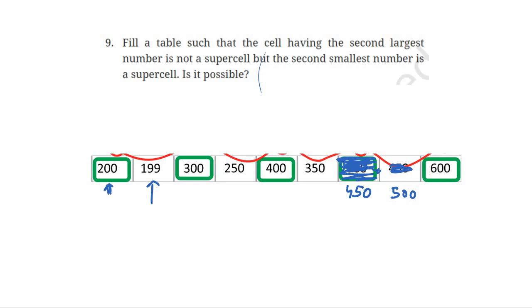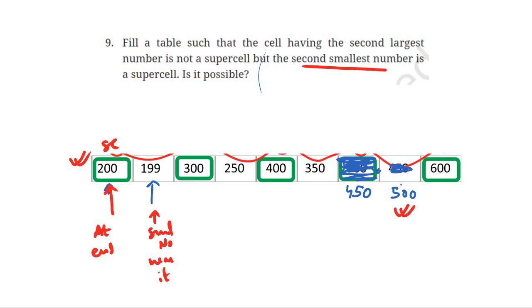Okay, so the rule of the game is put the second smallest number at the end, and then the smallest number near it. Okay, so this will automatically make this a supercell. Okay, so that's the idea. So we get this and we get that as well. So this is not a supercell and this is a supercell. See the arrangement. Okay, students.